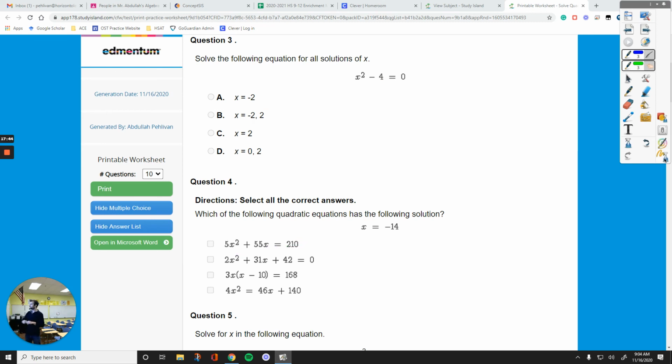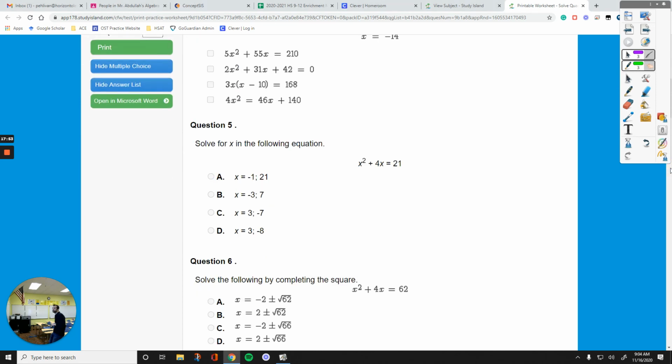Let's see what we can do for the rest. I just want to see if there's anything that I really want to mention, guys. Okay, question number 5 is trial and error. You're going to subtract 21 from both sides and then do trial and error, like that question that I did over here.